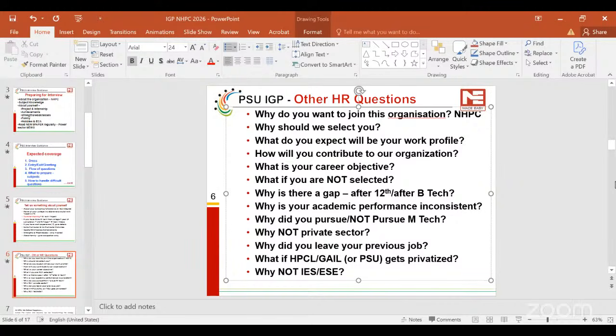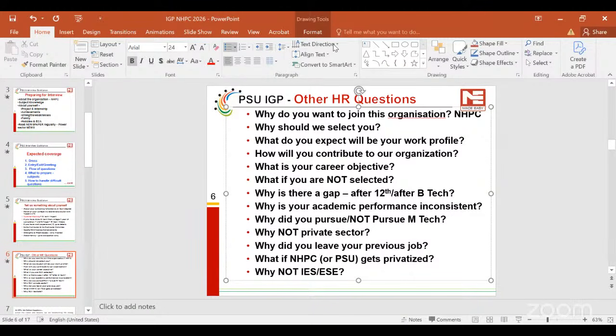Then there are questions like why should we select you? What do you expect will be a work profile? Work profile clearly for engineers, whether it is electrical or mechanical, is going to be installation and commissioning during the construction phase. And once the plant is operational, it will change over to operations and maintenance. As far as civil engineers are concerned, the core job responsibility will clearly be construction of the new assets and maintenance of the existing assets, right? That remains the key responsibility for the civil engineers.